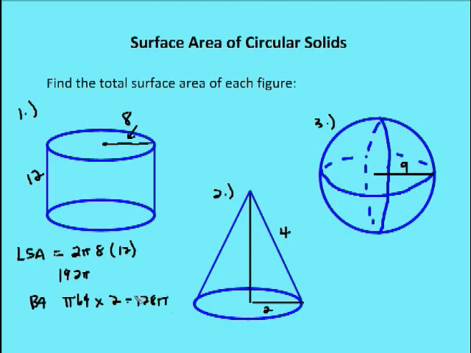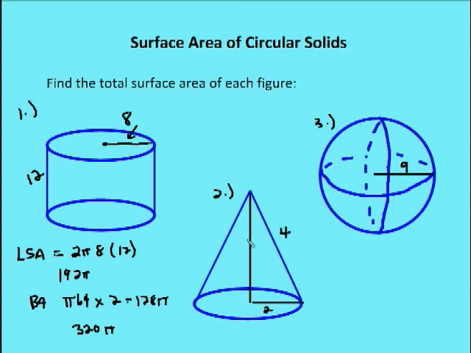So if I add 128 pi to 192 pi, I end up with 320 pi as my answer. So 192 pi plus 128 pi leaves me with 320 pi.